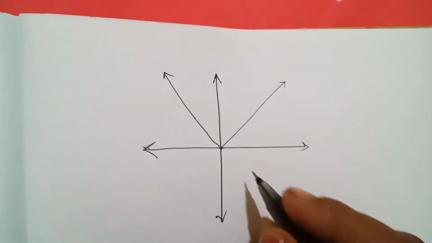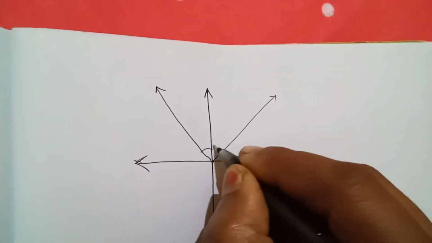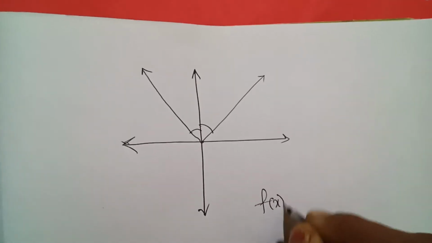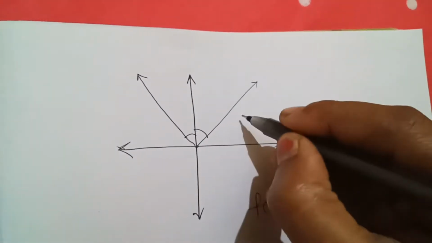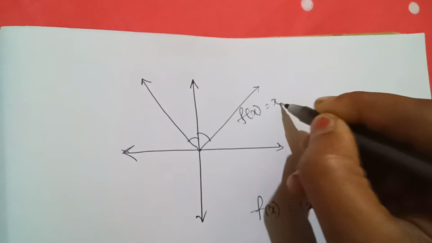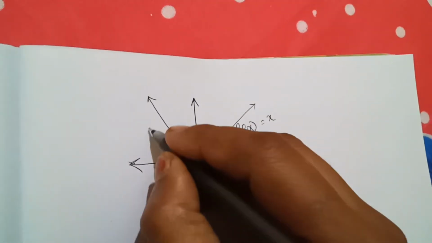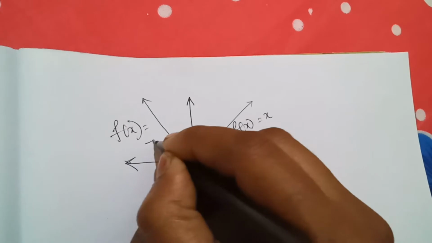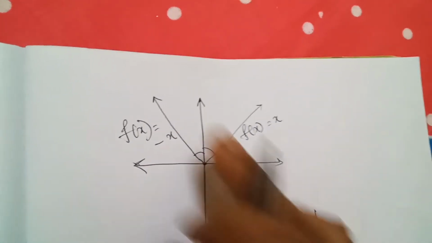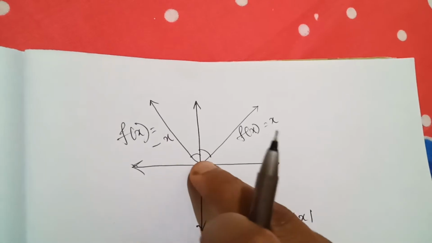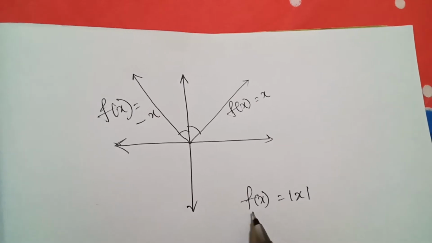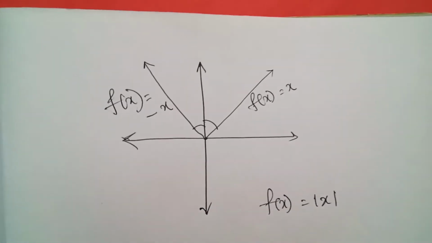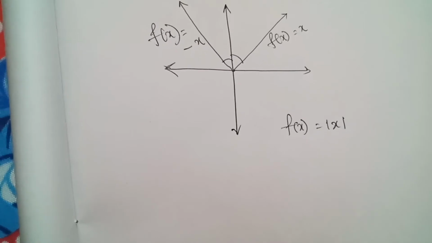like this. Actually this will be a 45-degree angle. So this is the graph of f of x equals mod x, that means the modulus function, because this side is f of x equals x, the identity function you all know, and this side is f of x equals minus x. So these two things together are the whole graph for f of x equals mod x, that means the modulus function.